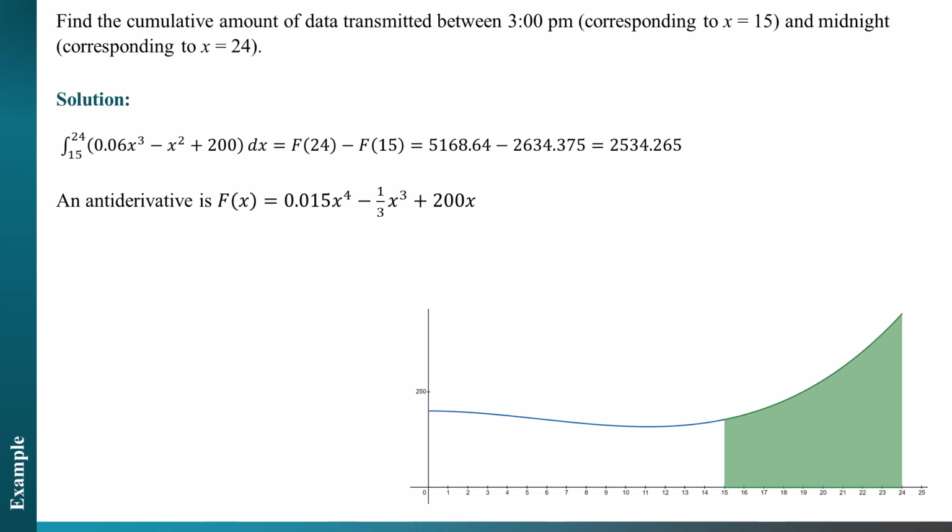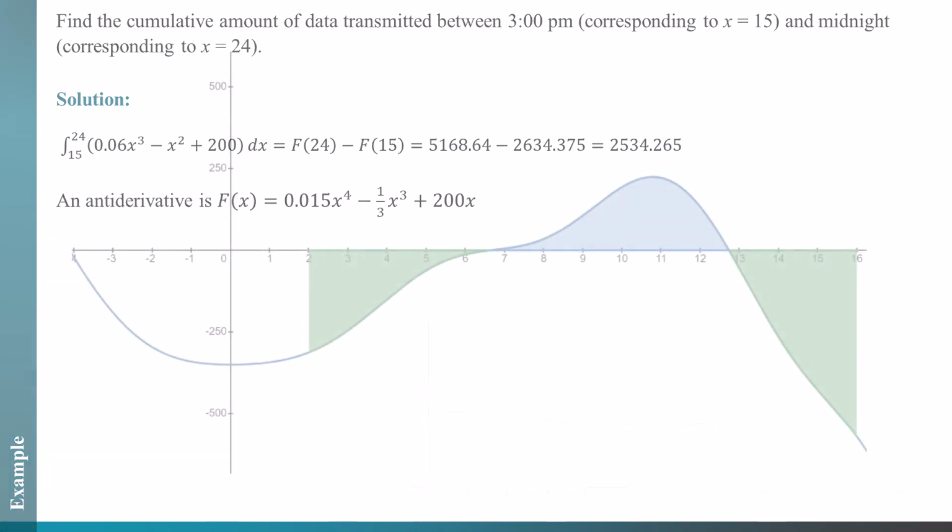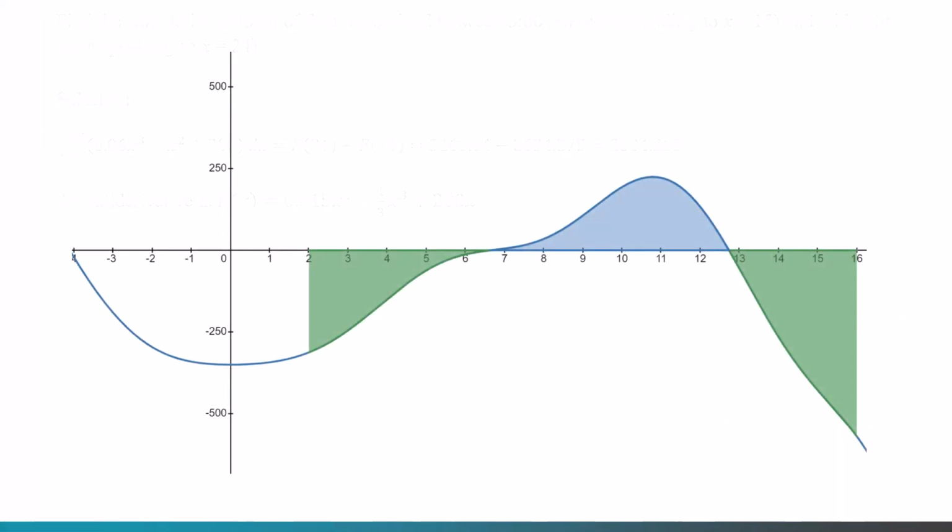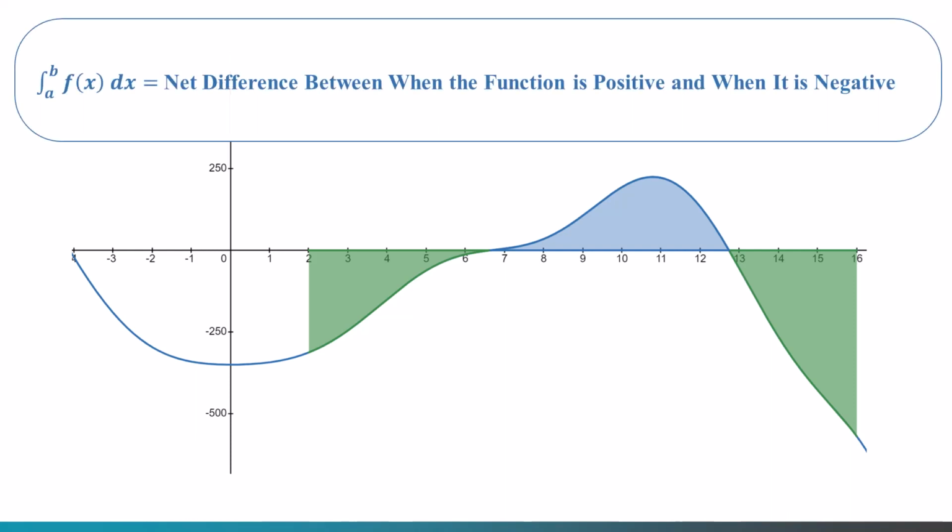If we have a function that stays above the x-axis, then the definite integral calculates the area under the function, which represents the total amount of accumulation of the function over an interval. Sometimes, though, we have functions that exhibit both positive and negative values over an interval. When this happens, the definite integral computes a value that represents the net difference between when the function is positive and when the function is negative.